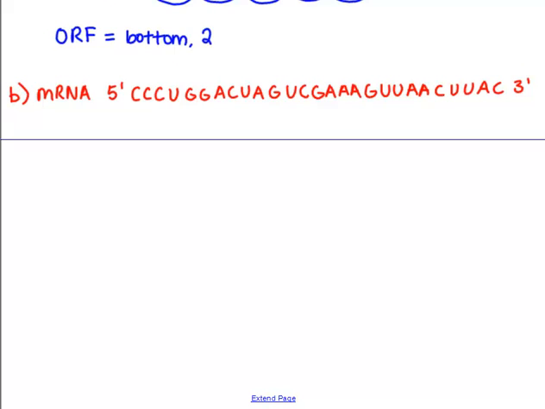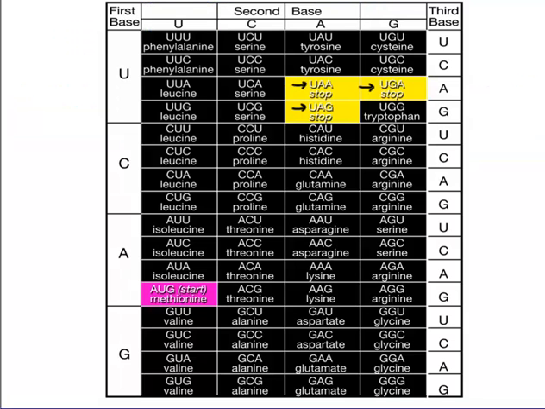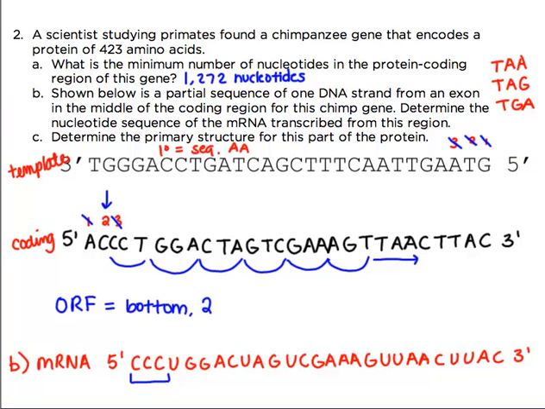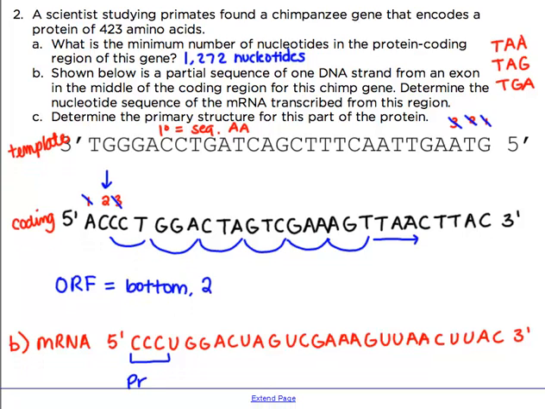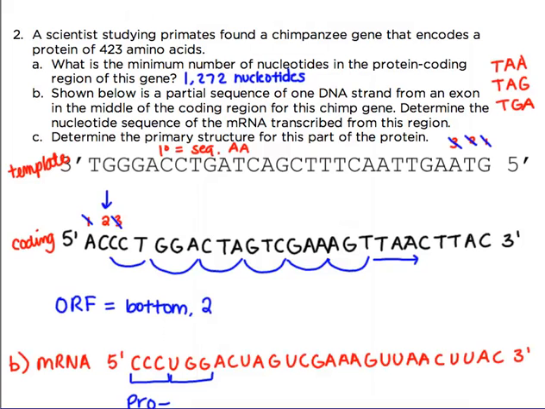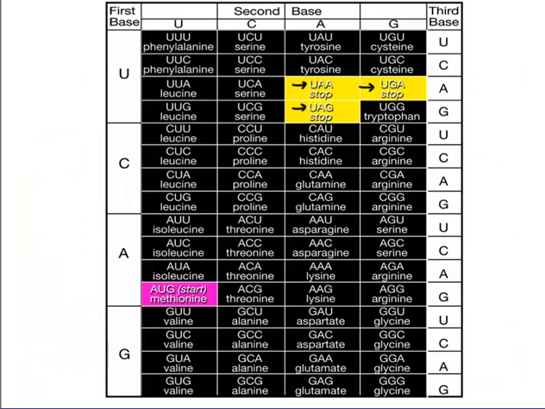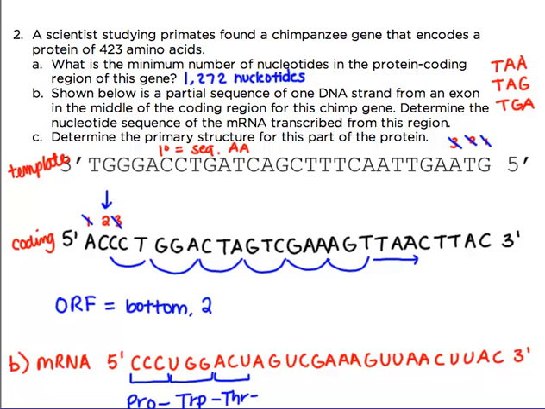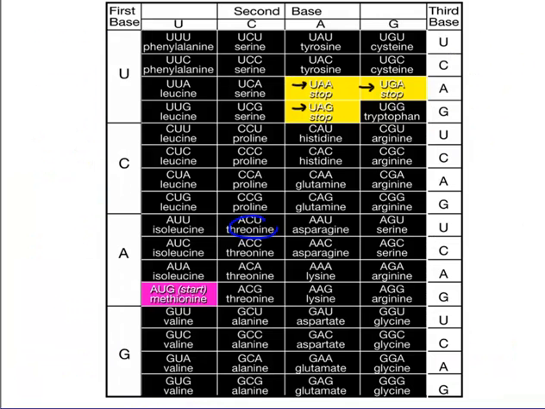So if you don't have a genetic chart out, you should take it out now. And we're looking, starting here. So the first codon is CCC, and that encodes for proline. Then you have UGG, and that encodes for tryptophan. ACU encodes for threonine. AGU encodes for serine.